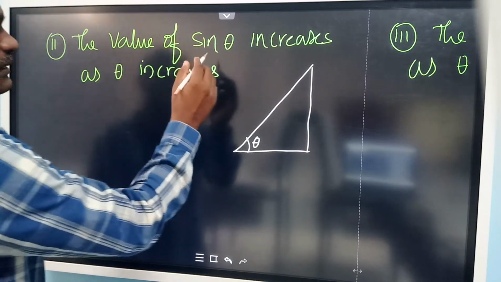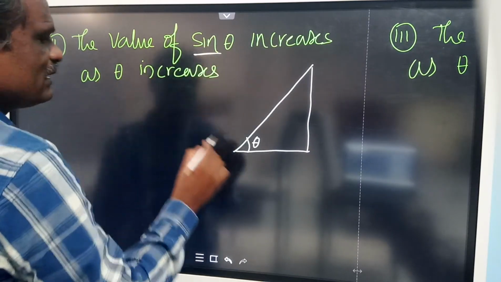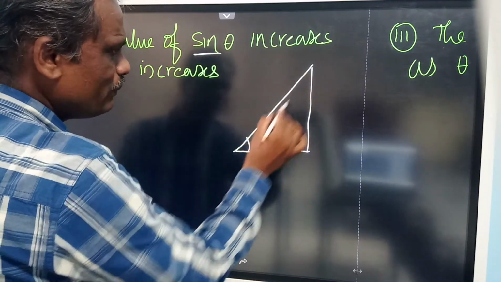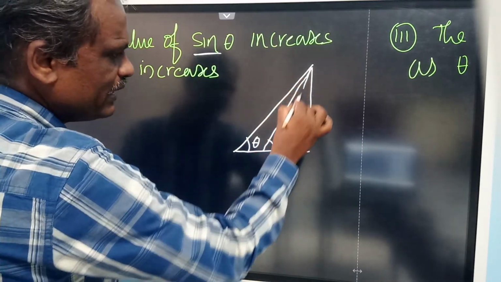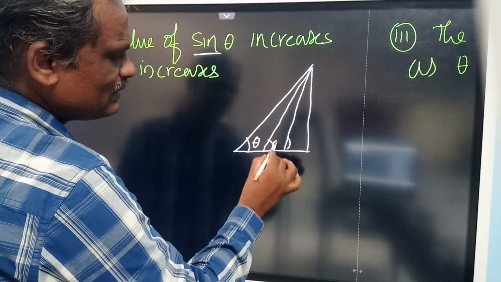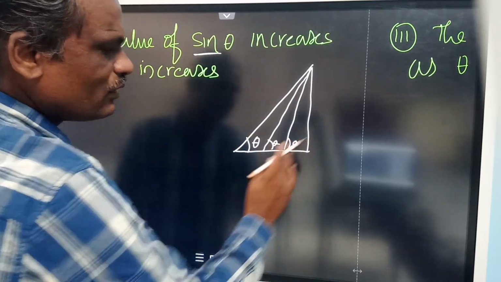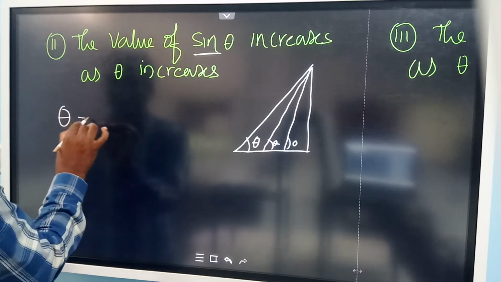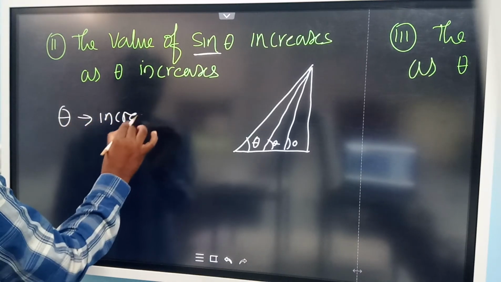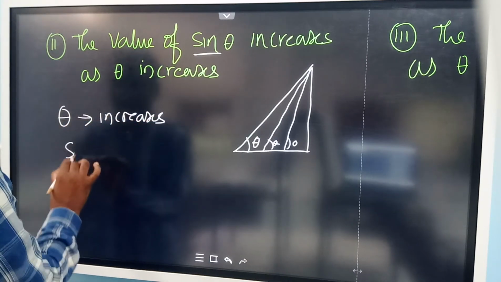When theta increases, sin theta increases. When theta increases, this hypotenuse should go like this. So now this is increasing. When it is coming closer like this, the theta increases. As theta increases, what happens to this sin theta?